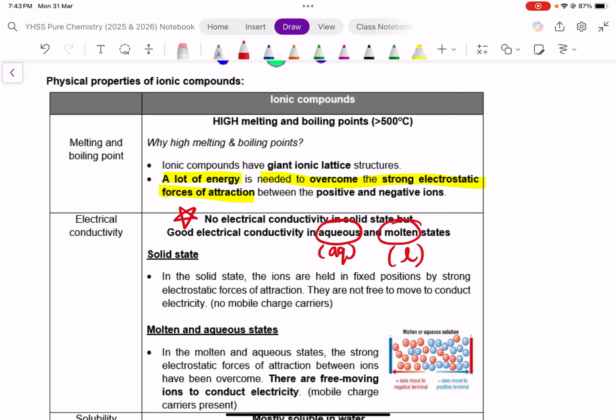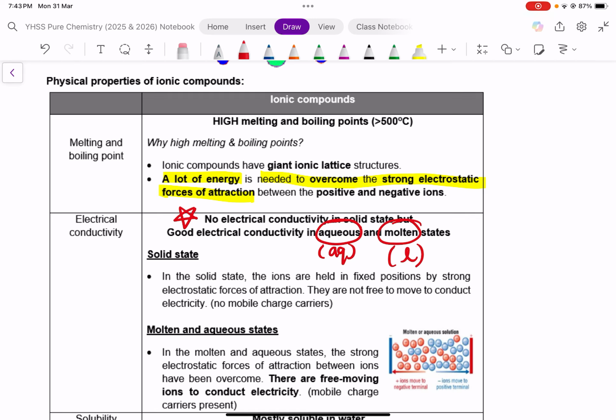Now, aqueous means it's dissolved in water. On the other hand, molten means that it's melted. You have heated it up until the solid has melted. That's called the molten or liquid state.